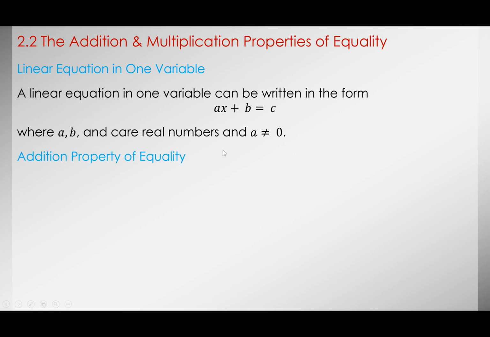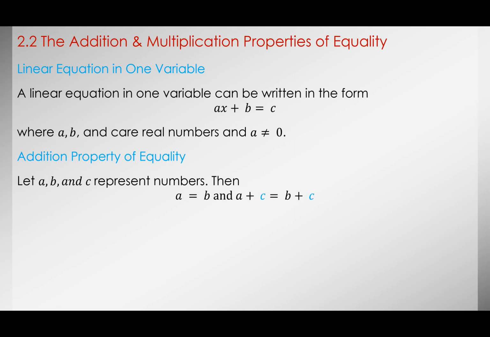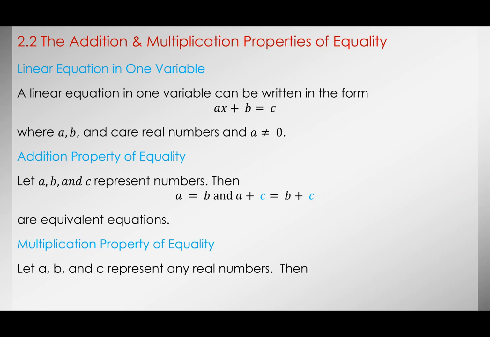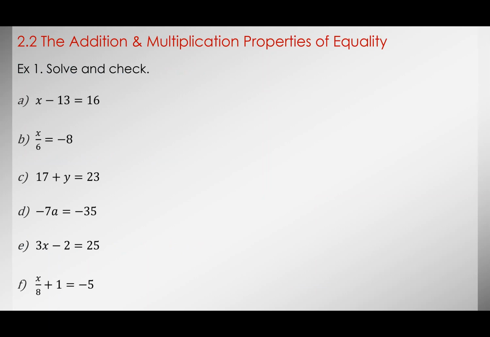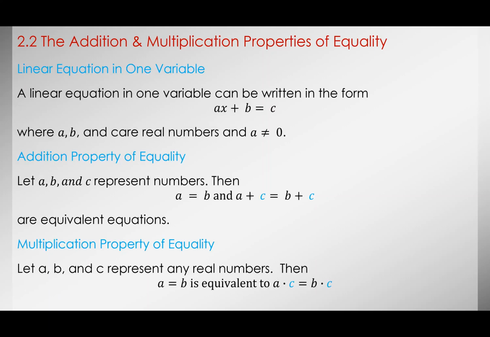Again, in 2.2, they have this additional, or adding, property of equality, which basically tells you that if we have a is equal to b, and if we add c to one side, we have to add c to the other side. Basically, you have to be fair. Same thing with multiplication. Whatever you do on one side, you have to be fair and do to the other side. So that's our goal here, to solve for x.